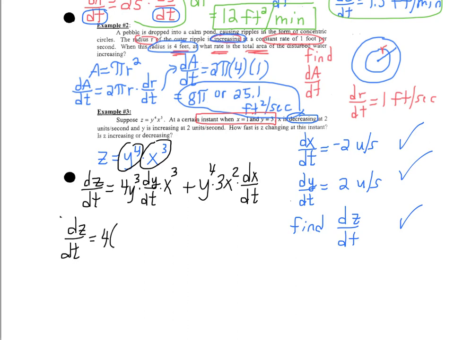So now it's a matter of plugging in. Now we're looking at the instant when x is 1 and y is 3. So 3 goes in for y. My dy/dt we said is 2. x is 1.